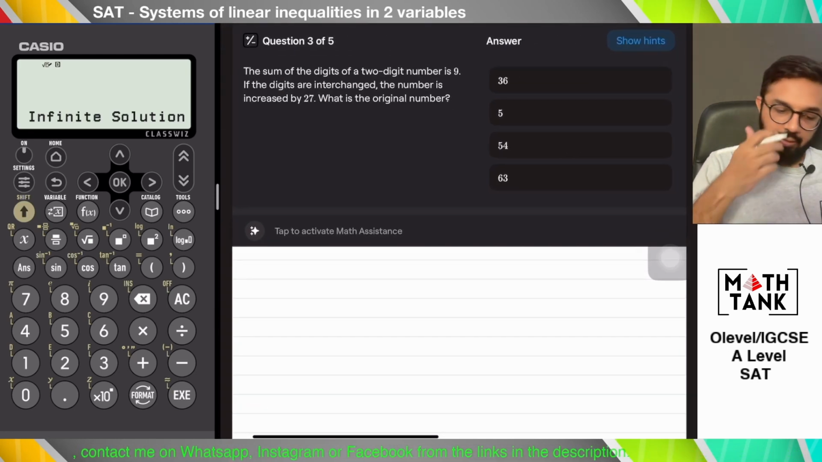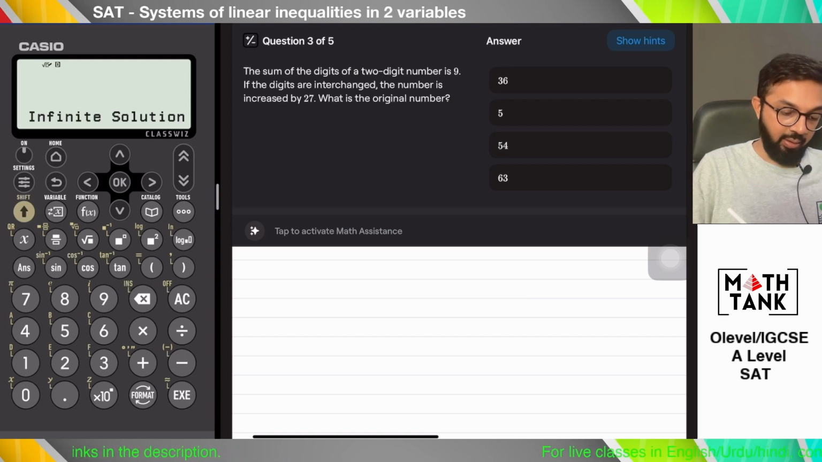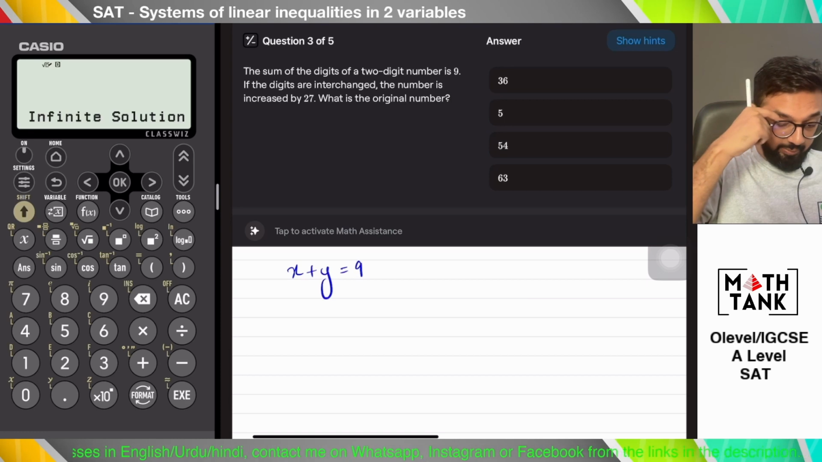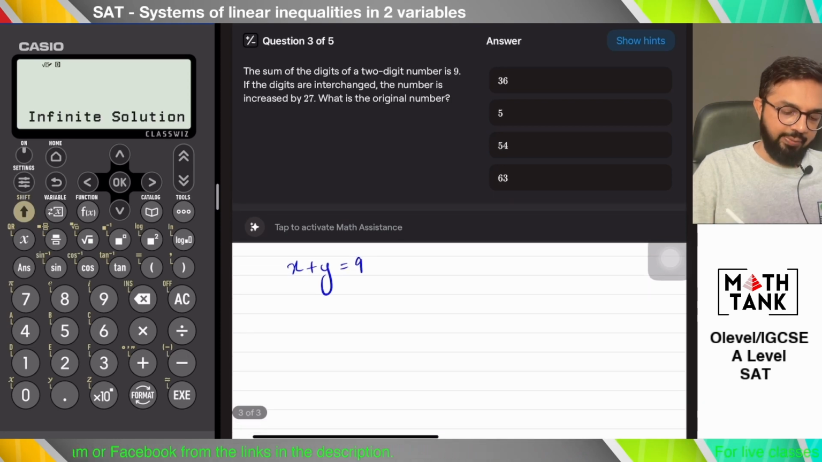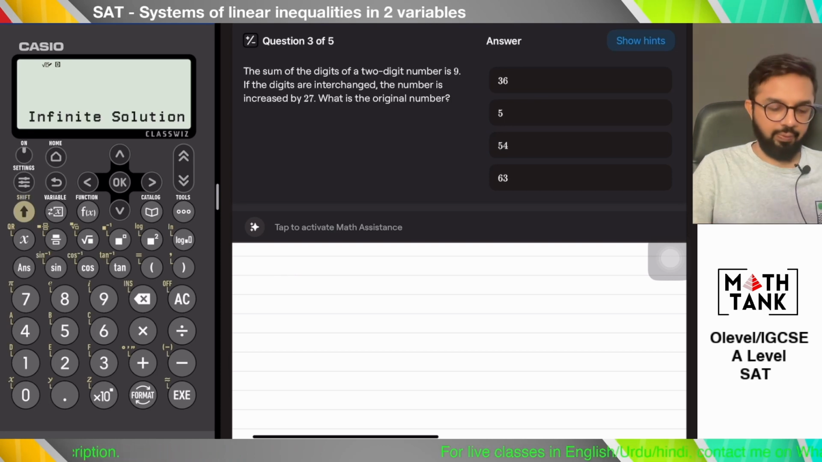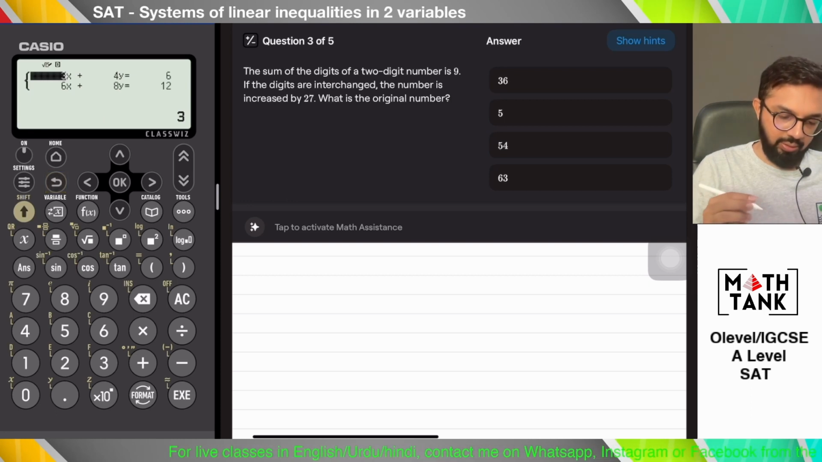The sum of the digits of a two-digit number is 9. If the digits are interchanged, the number is increased by 27. What is the original number? Okay, so I think it's best to do this question with trial and error because it's difficult to construct equations and do this. We'll see at some point if we have equations.